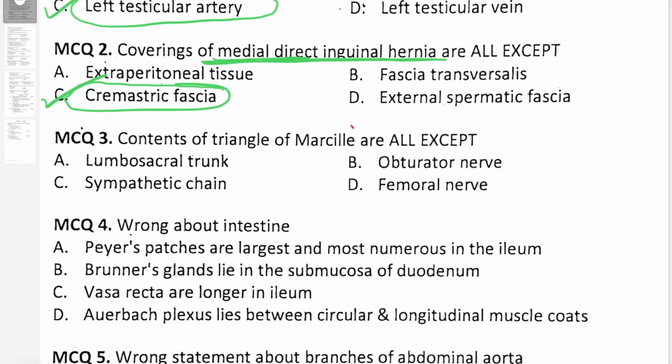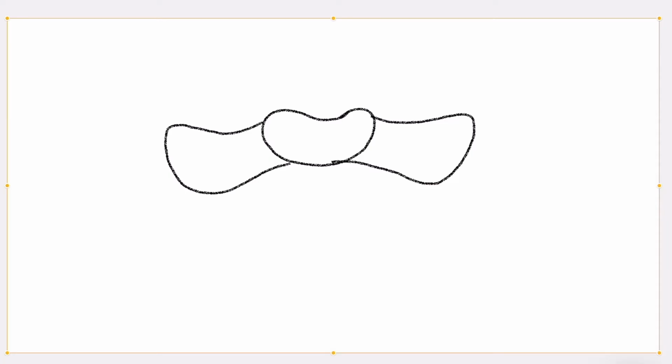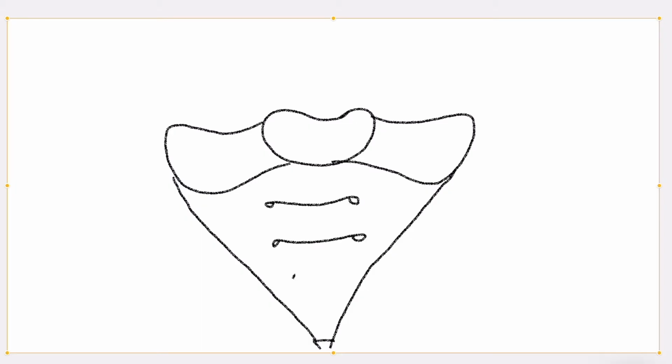Now question number 3 is, contents of triangle of Marcille are all except lumbosacral trunk, obturator nerve, sympathetic chain, femoral nerve. Now to understand the triangle of Marcille, you need to know about the sacrum. Let's presume this is S1 vertebrae, and here you know it's the ala of sacrum, both the sides. Then you have the sacrum like this. Down below it will be the coccyx, and here you find the intervertebral spaces and the pelvic sacral foramina. So you have S1, S2, S3, S4 and S5 vertebrae. They have fused to form the sacrum.